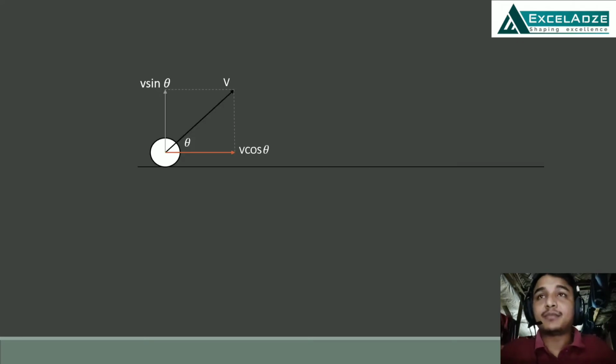Let's take an example. We have a ball and we have thrown the ball at an angle theta and with a velocity v. We can resolve this v into two parts, the vertical part and the horizontal part. The horizontal component of the velocity is v cos theta and the vertical component of the velocity is v sin theta. Now, why are we doing this?